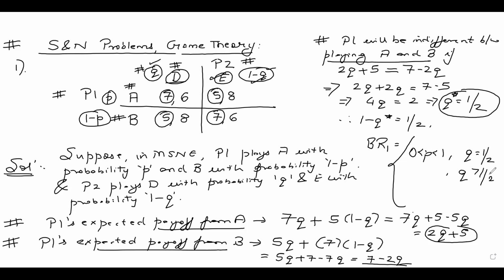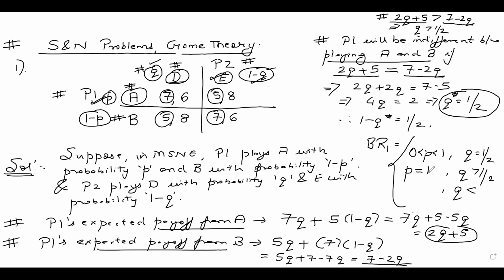Okay. When Q is greater than half, what is going to happen? You can clearly see that when Q is greater than half, when do we get Q greater than half? If expected payoff from A is more than expected payoff from B. That means if I say that expected payoff from A, which is 2Q plus 5, is greater than expected payoff from B, when you solve this, guys, you will get Q greater than half. And when expected payoff from A is greater than expected payoff from B, player one is going to play A for sure. For sure means P will be equal to 1.